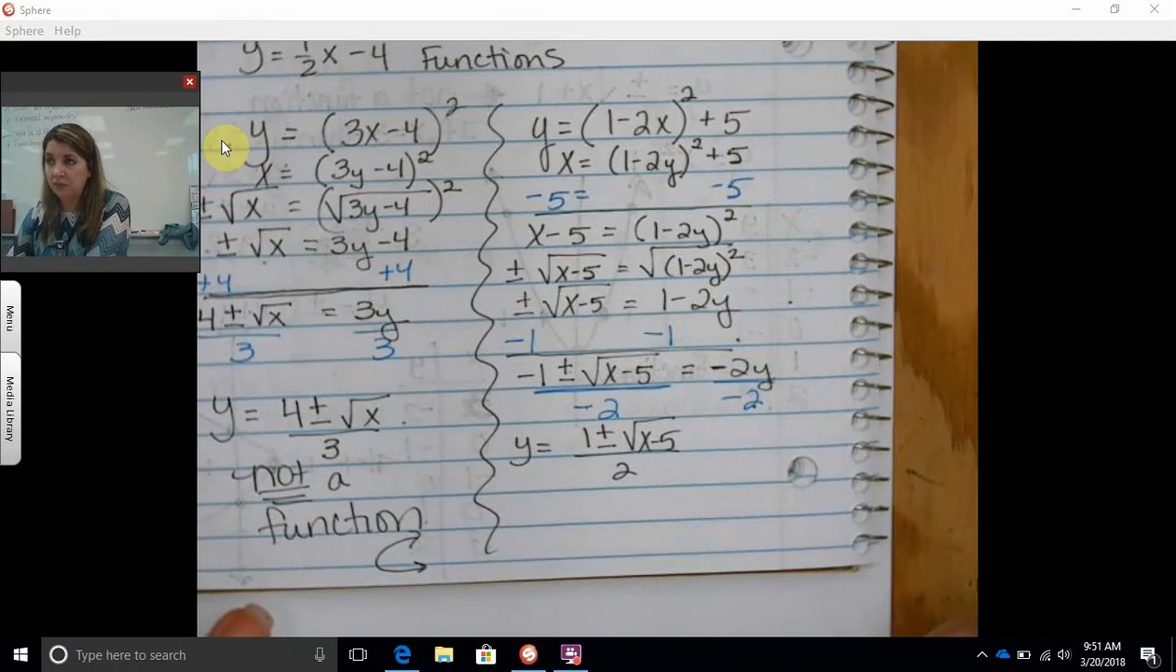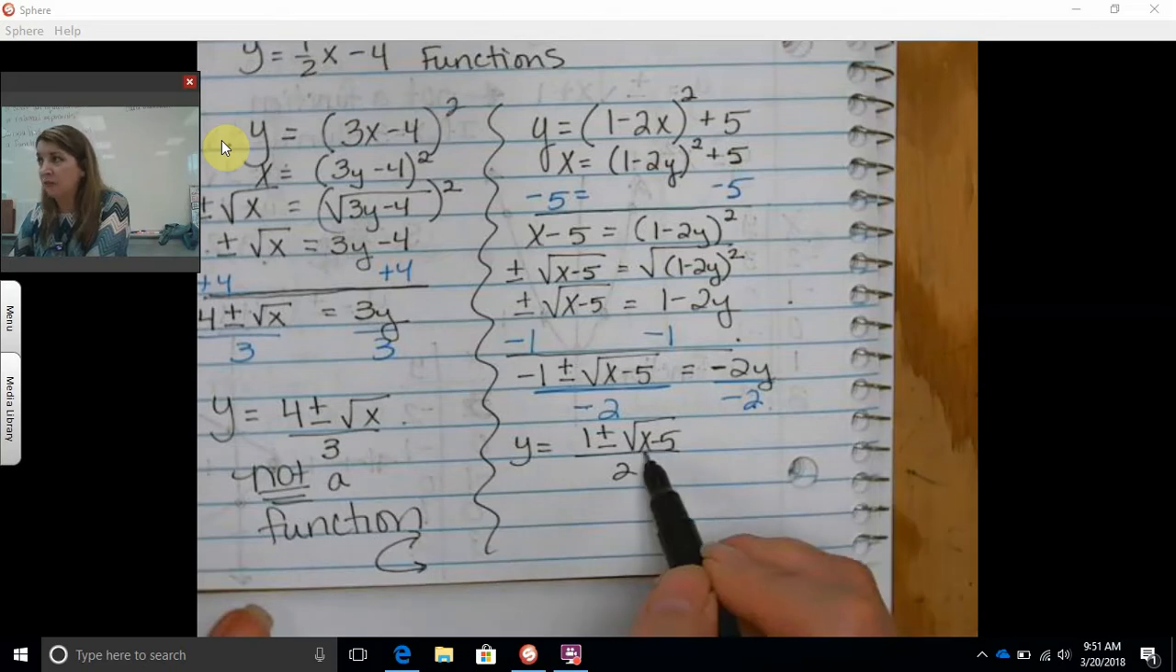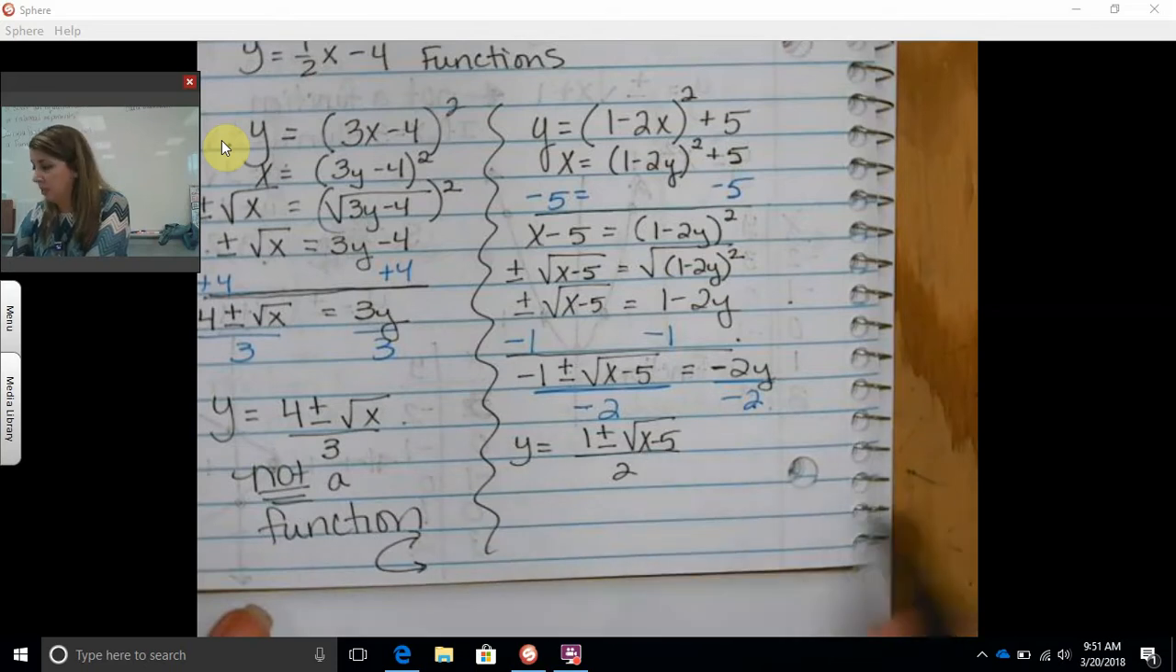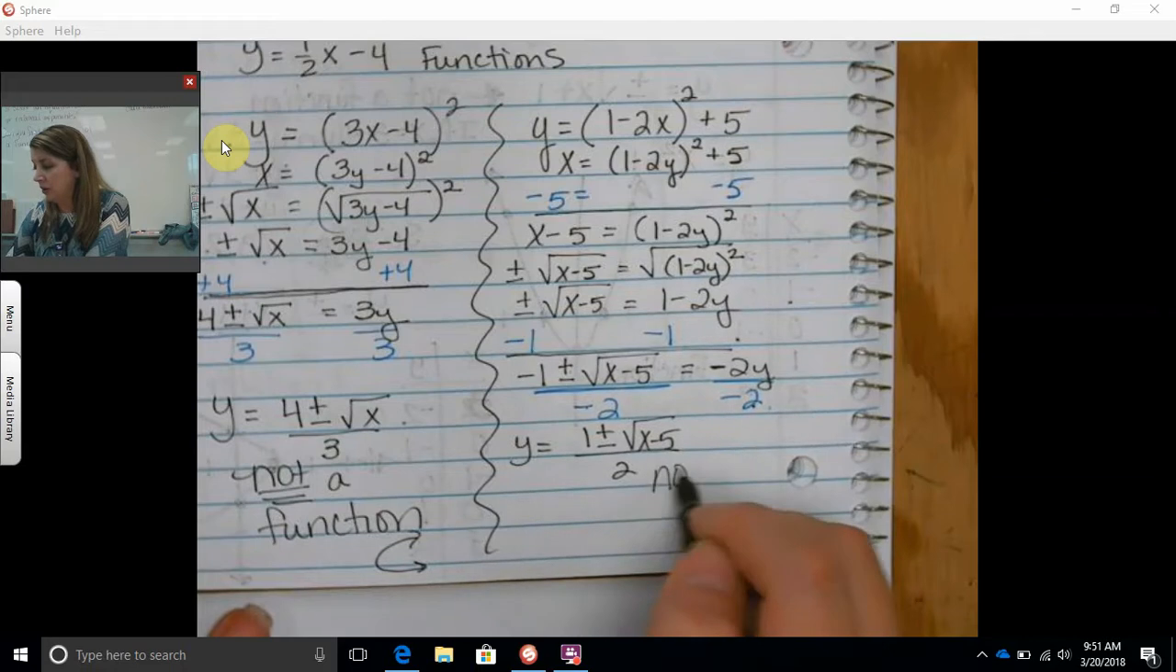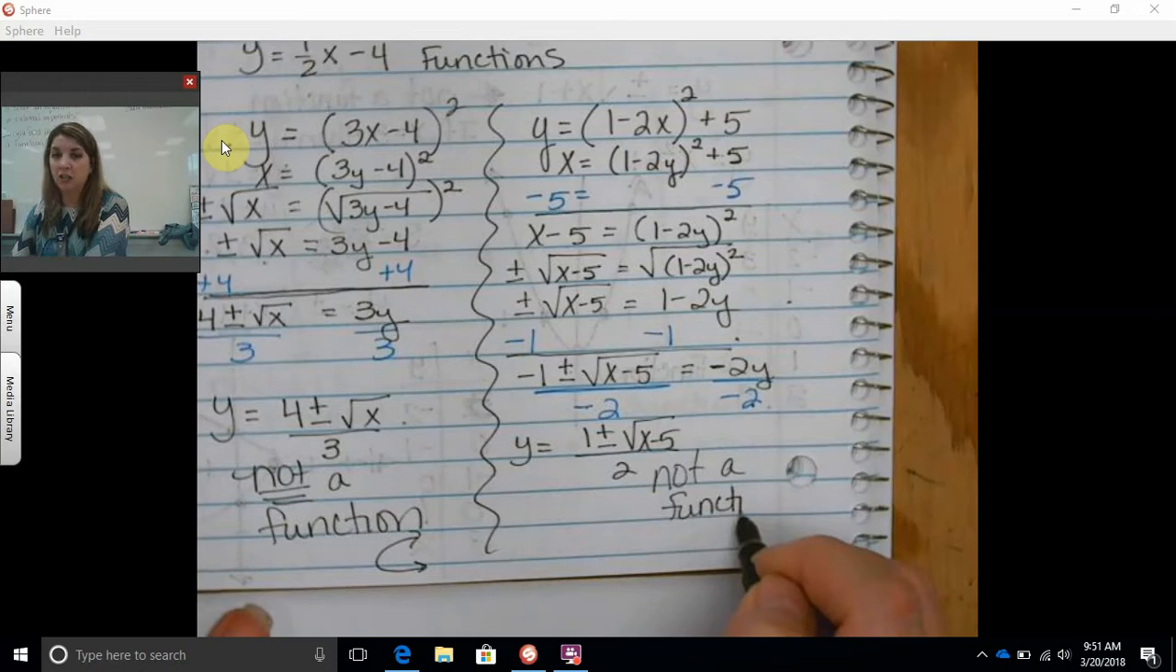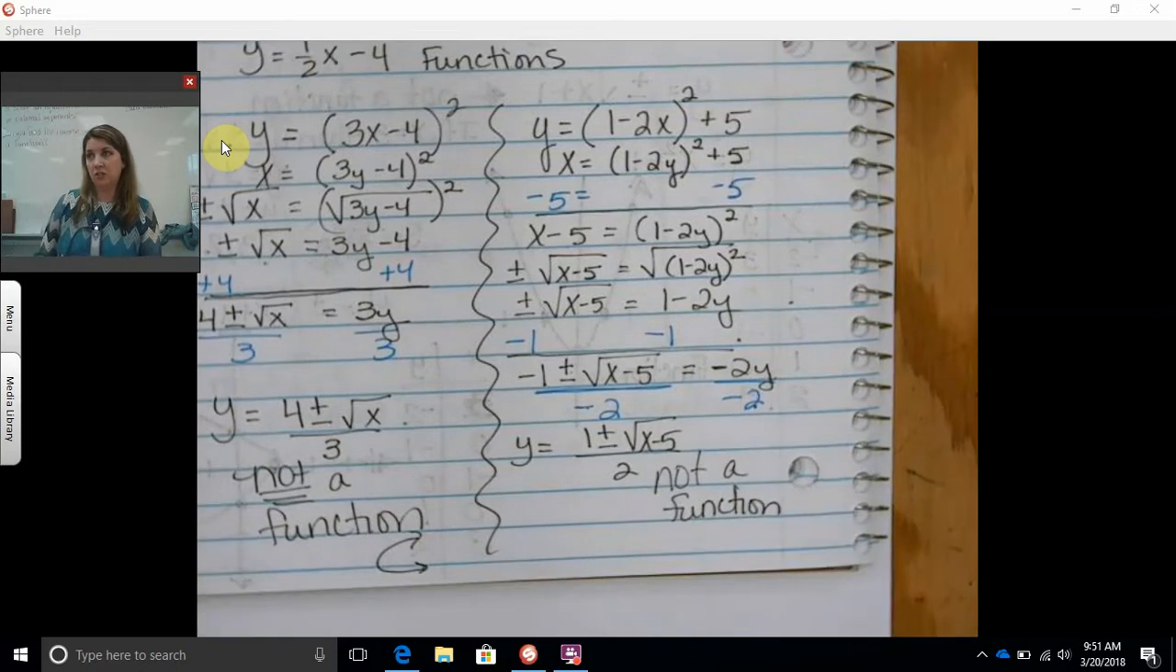Is that going to be a function? No, whenever that x is under a square root and you got a positive and negative on the outside, whatever I plug in for x, I'm going to get two different answers for y, okay? So that is also not a function. Remember, we call them inverse functions if your original is a function and the inverse is a function. If one of them's not, they're not inverses. I have one more example.